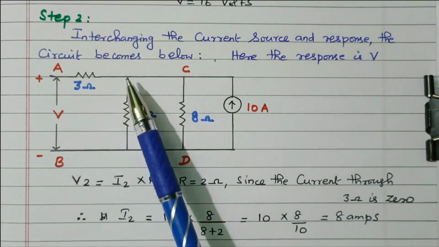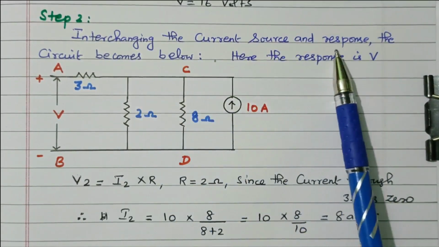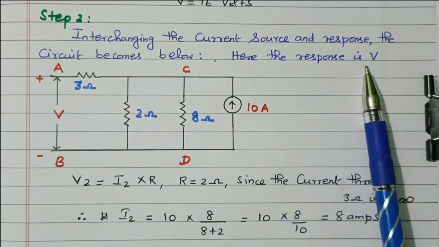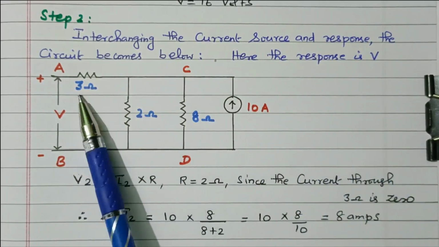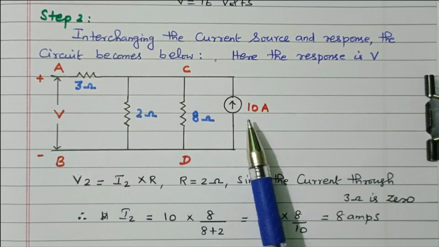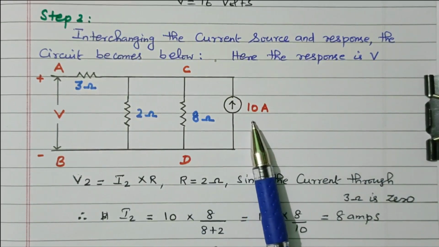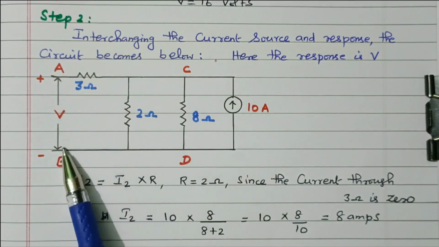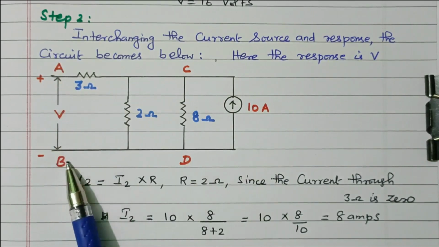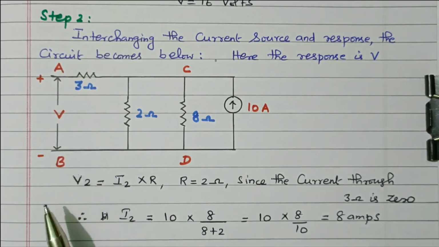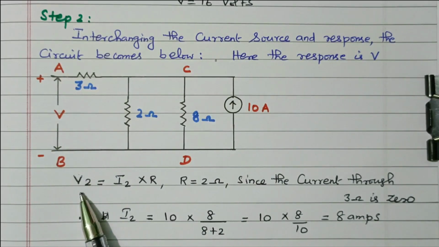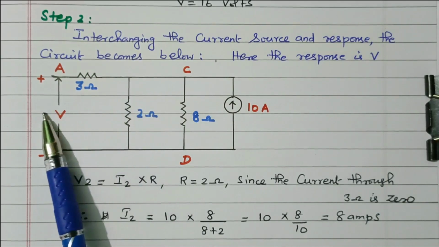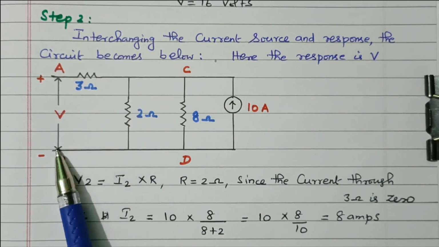So in step 2, interchange the current source and response in the circuit given below. Here the response is V, right? So the current source available in this branch is transferred to the second branch, so that the voltage we calculated, 16, should appear in the first branch, that is indicated by AB. We need to find this V value, right? What is V2? V2 is the voltage across this 2 ohm. This voltage across 2 ohm appears across AB, right?